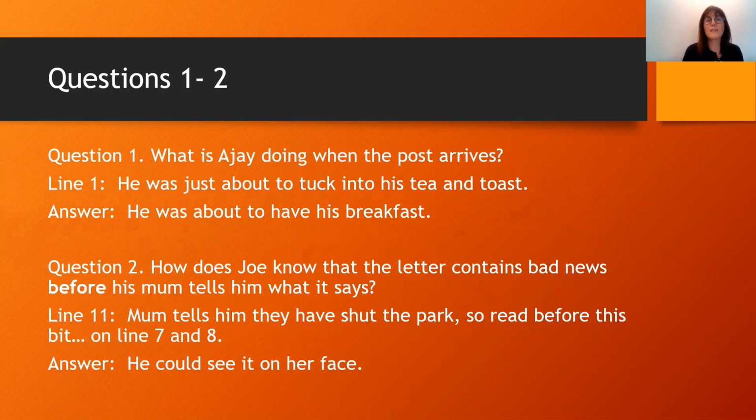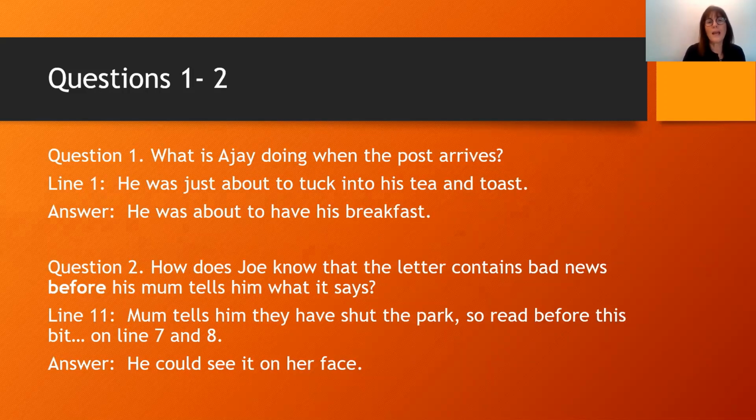Question number 1, what is AJ doing when the post arrives? So on line number 1, if you can find it, it says AJ was just about to tuck into his tea and toast, dripping in sour rhubarb jam, when there was a loud clatter from the letterbox as an important brown envelope landed on the mat. So what was AJ doing when the post arrives? You need to put it into your own words. He was about to have his breakfast. It doesn't say find and copy, so answer the question. What was he doing? He was having his breakfast.